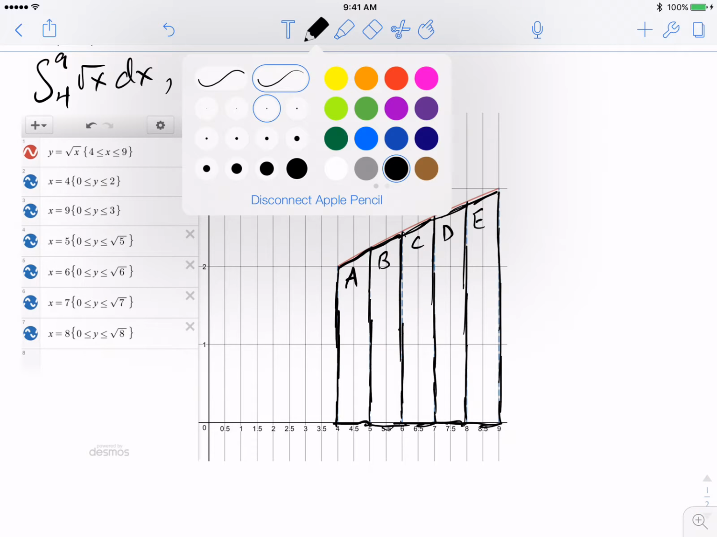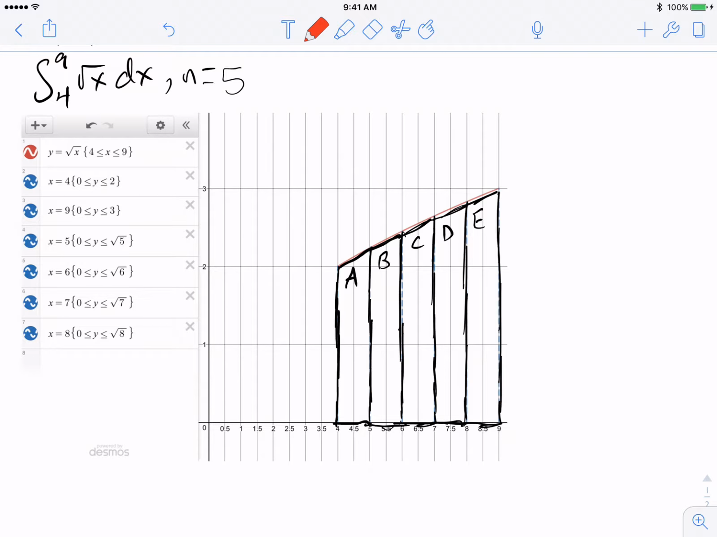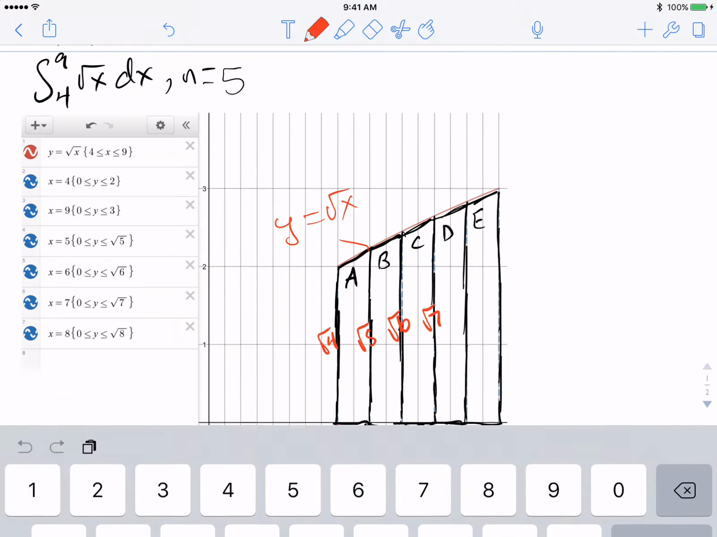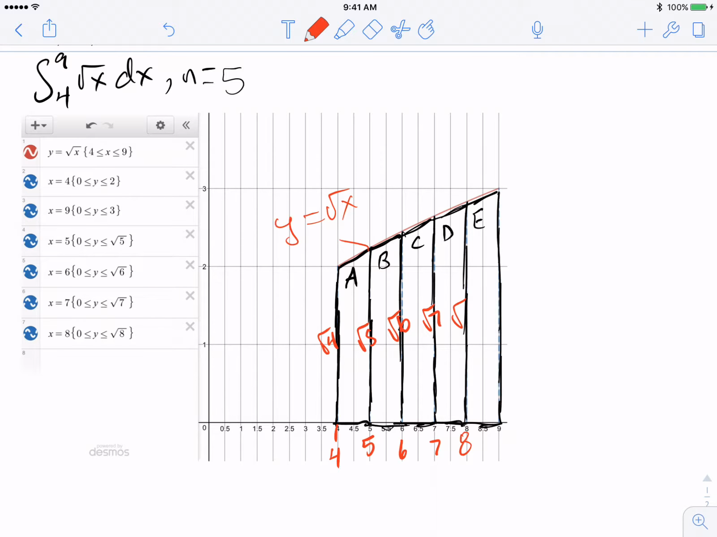Now I need the heights of each of these. So this is the function y equals root x. So if I start here at 4 and I plug 4 in, this height right here is root 4 or 2. I'm going to leave it as root 4. Here at 5, this is root 5. At 6, this is root 6. At 7, this is root 7. At 8, this is root 8. And at 9, this is root 9. And I'm leaving it in that format for a reason.